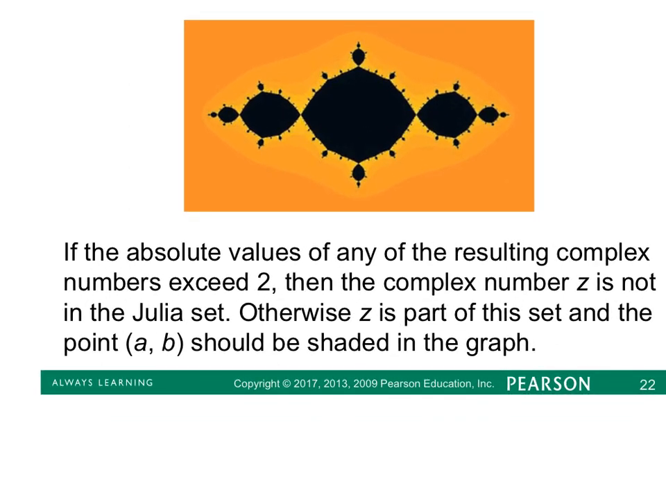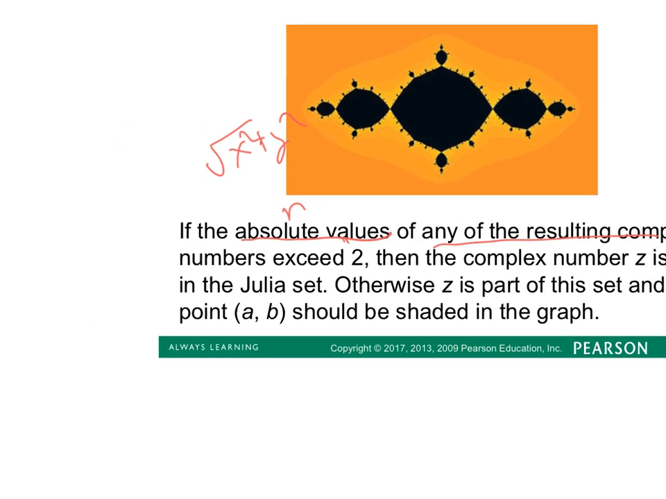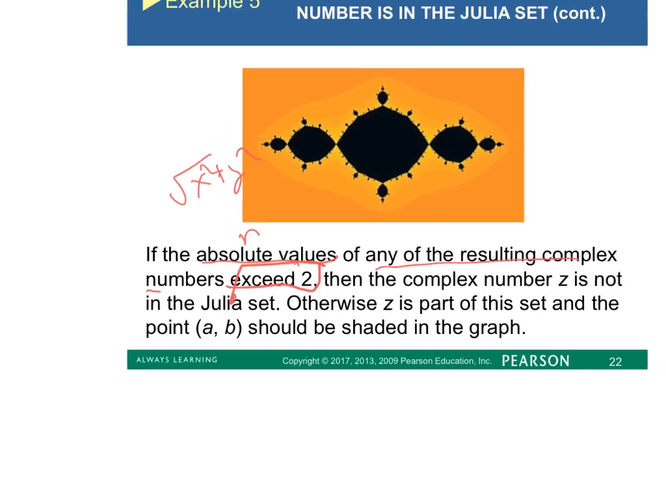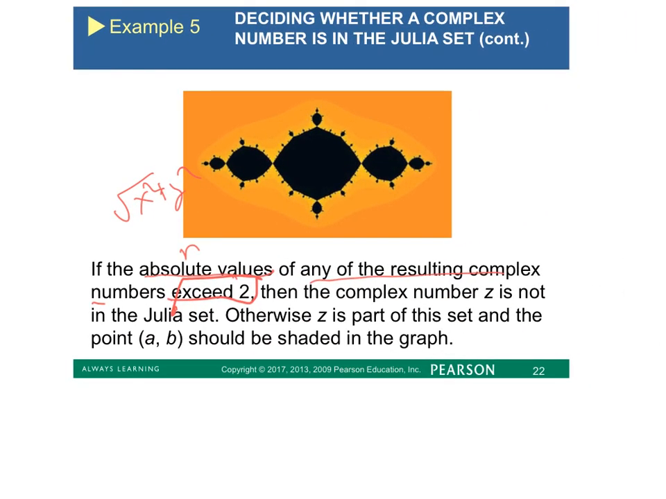And he says, if the absolute values, remember what those were? Those were the r values. Those were the square root of x squared plus y squared. If any of the resulting complex numbers exceeds 2, this is for the Julia set, then the complex z is not in the solution set, not in the Julia set. That means it wouldn't have been one of the points that's in here at all.